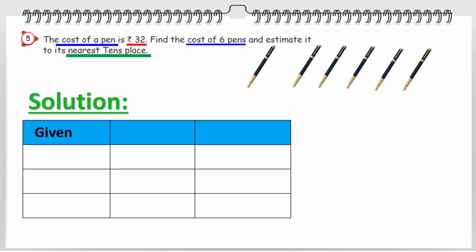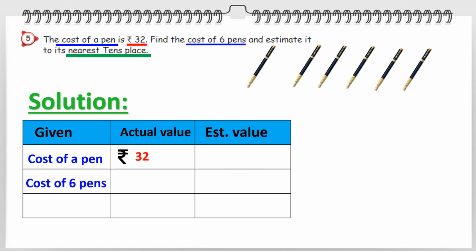So what are all given? Actual value and then estimated value. That's it. So cost of a pen, isn't it? What will be the answer? 32. So rupees 32. Then cost of 6 pens. Right. So if the rate of one pen is given and they ask for more, sure we need to do multiplication. Don't forget.